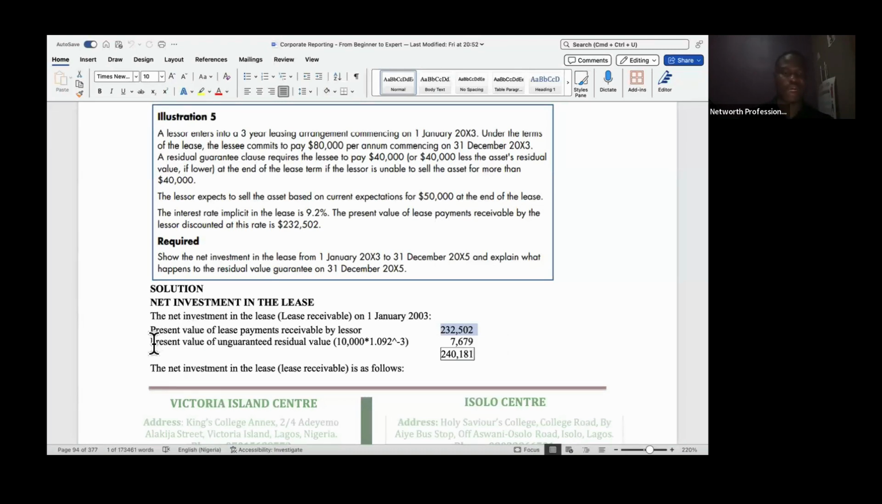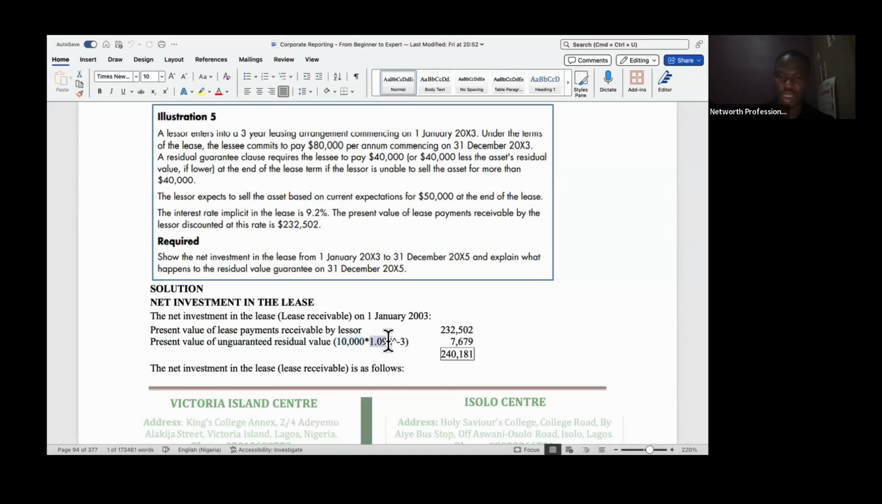Then you would then add additional amounts that the lessor believes he can get. Okay, which is the present value of unguaranteed residual value. And this unguaranteed is 10,000 because the guaranteed is 40 and the lessor believes he can get 50. So there is a difference of 10 that has not been guaranteed. And don't forget, residual value is happening in the future. We need to get the present value of that. So the present value of this 10,000 using the rate of 9.2% given in the question.